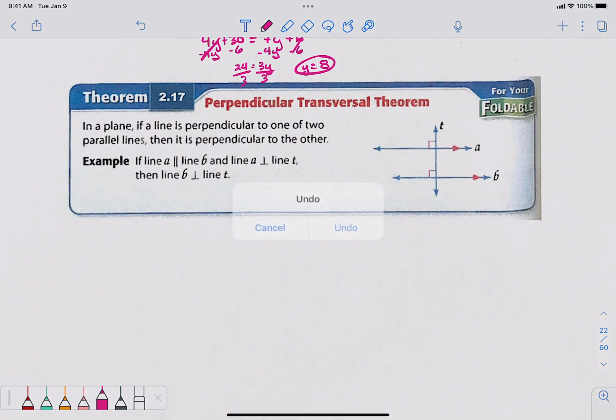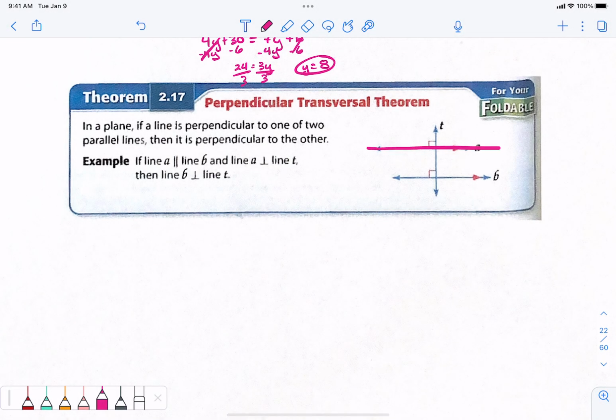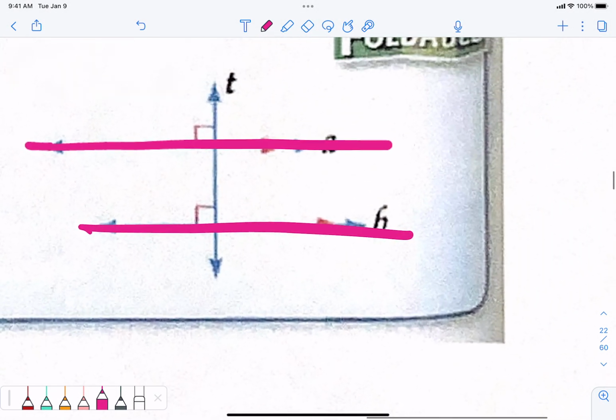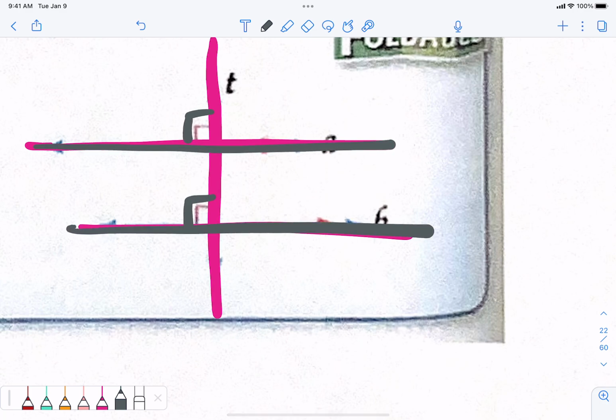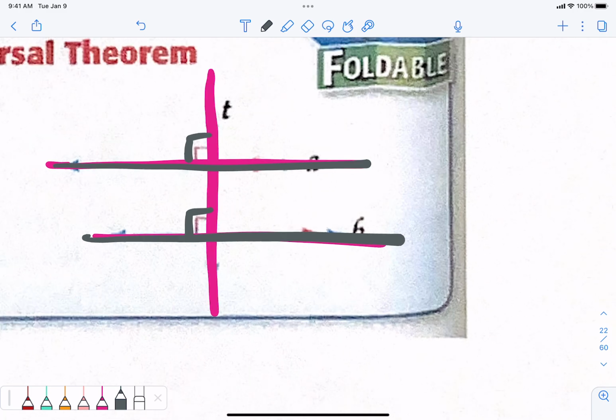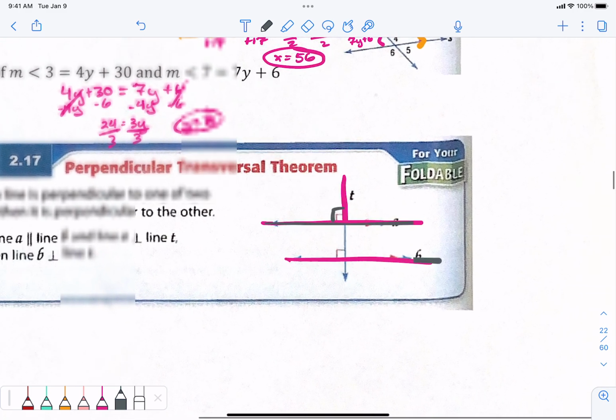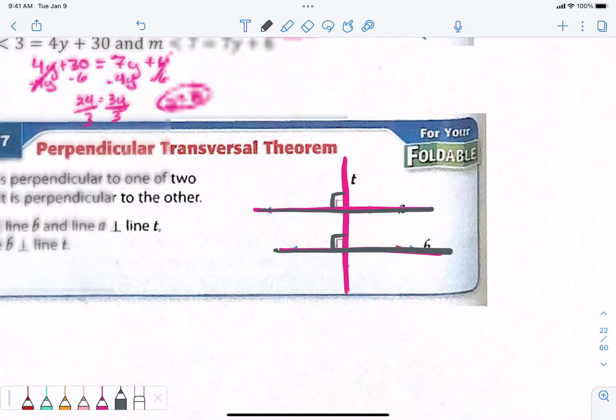These two lines are parallel, yeah? A and B are parallel. This thing says that if that line is a transversal between those two, and that line is perpendicular to the first line, it also has to be perpendicular to this one as long as they're parallel. That should make sense, right? If it's perpendicular to the top one, it has to be perpendicular to the bottom one. Okay? That is the perpendicular transversal theorem. Whatever. We're not going to write that one down.